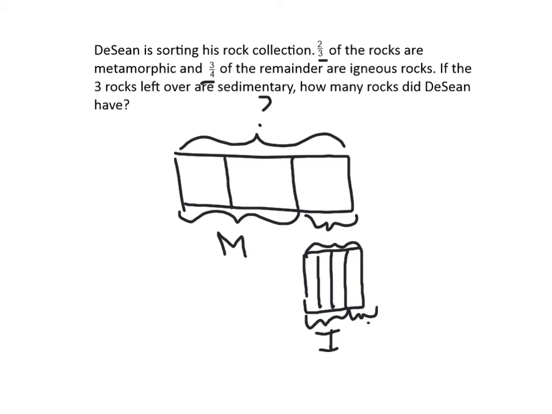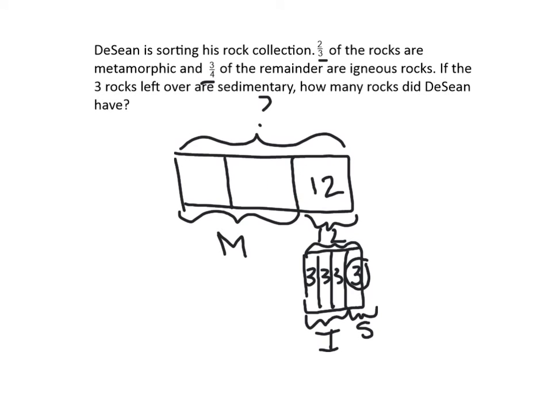So these 3 are sedimentary. So this is 3. All right, so now let's work backwards to figure out how many rocks Desean started with. So if one unit here is 3, we know that all of these units have to be 3. Okay? So 3 times 4 is 12. So the remaining was 12 after metamorphic. Okay? So we know that one unit in our main tape diagram here is 12.